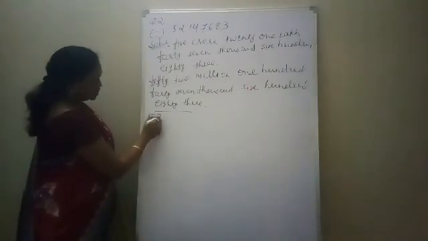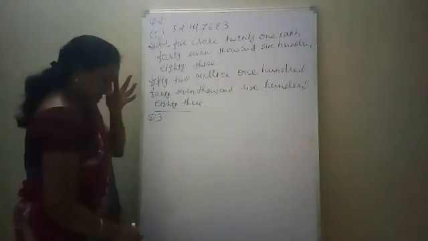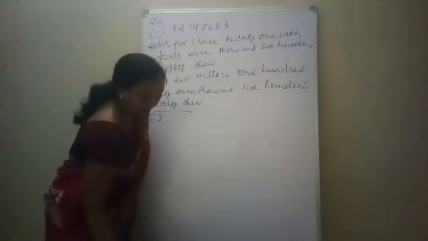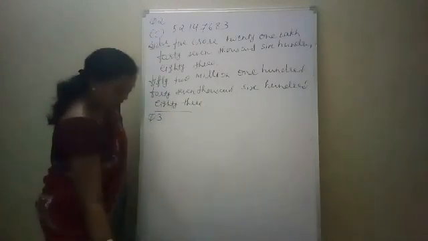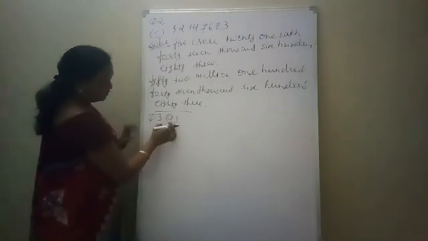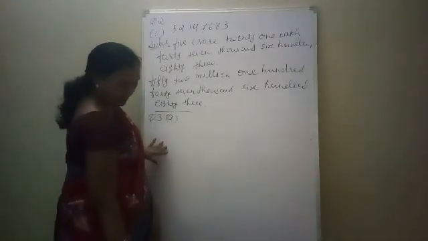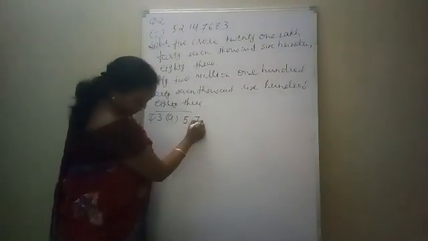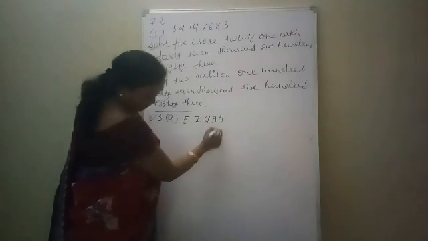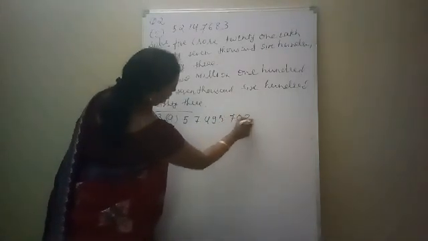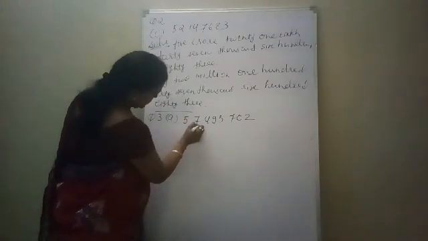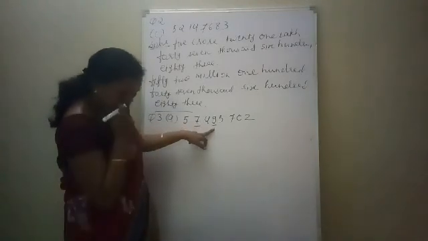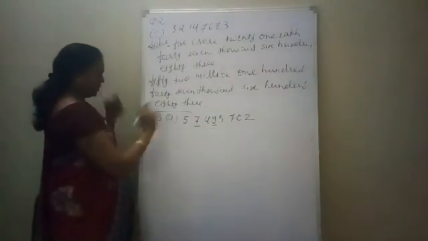Now see question number 3. Write the place value and face value of the number, and also write the given number in expanded form. In part A, we have to find the place value and face value of the underlined digit, and also write it in expanded form. Let's see: 5, 7, 4, 9, 5, 7, 0, 2. Here two digits are underlined, 7 and 9.